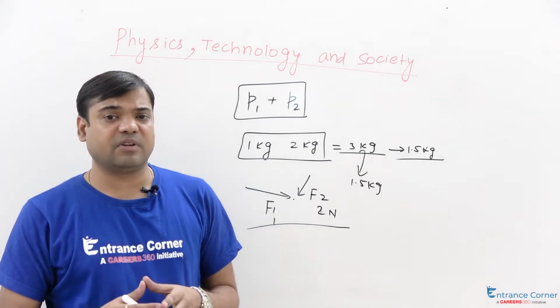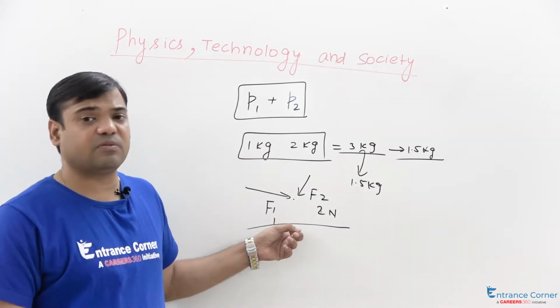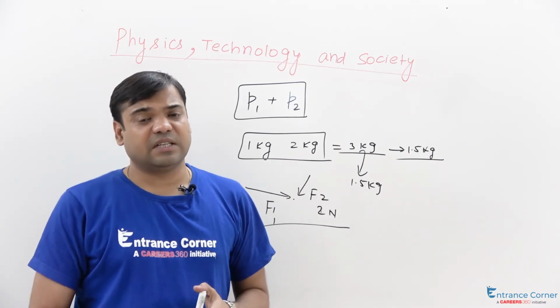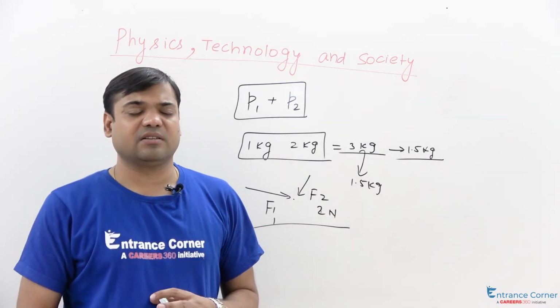So this is a big difference between calculating the resultant of two vector quantities and calculating the resultant of two scalar quantities.